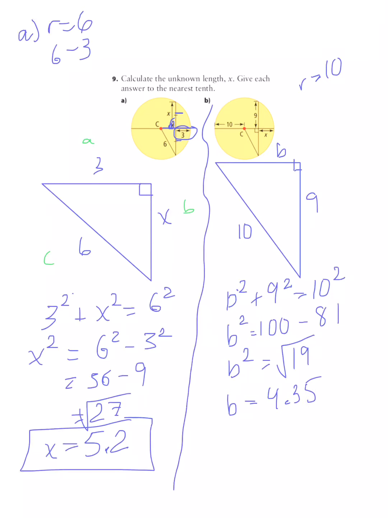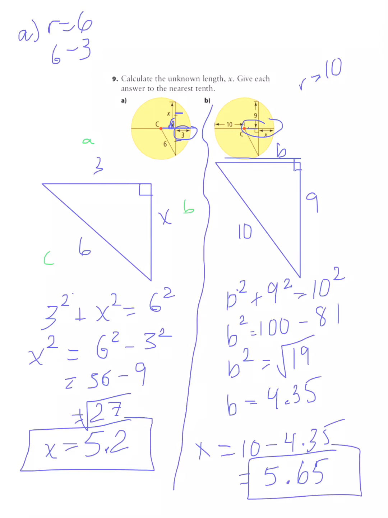Now we're so close. We found b, which is this side here. We need to find x. So remember, this is going to make up the radius. So x is going to equal 10 minus 4.35, and I get 5.65. That's my answer. So they try and trick you by labeling everything but the triangle, but in fact you can relatively easily figure out which sides you know and work from there.